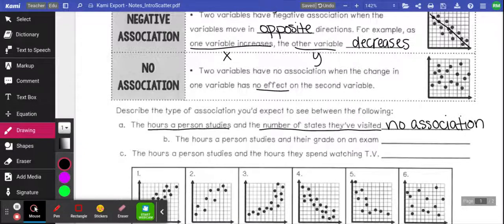Okay, next one, we're comparing the hours a person studies to their grade on their exam. So the more hours I spend studying, what do we expect to see on our grade? Like a higher score. A higher score is going up, right? So as one variable is going up, the other one's also going up, which means, is it positive, negative, or no association? Positive. Good.